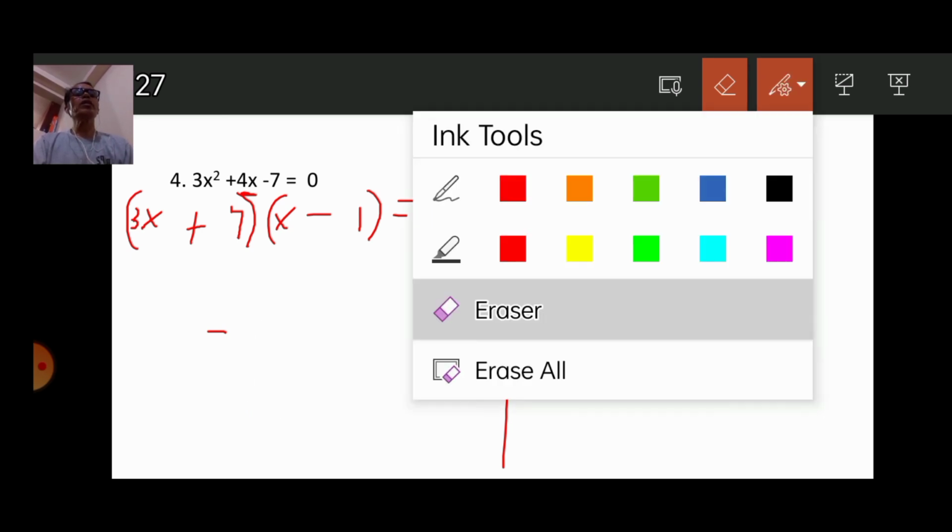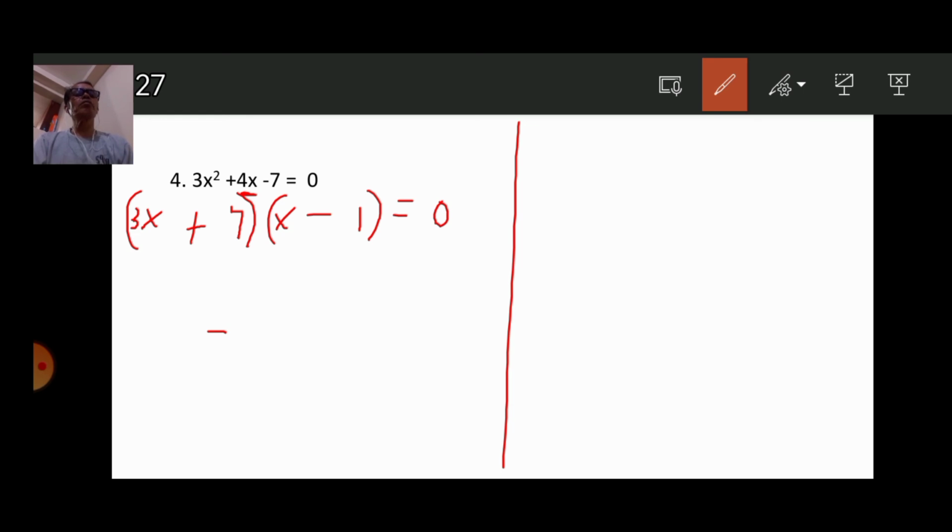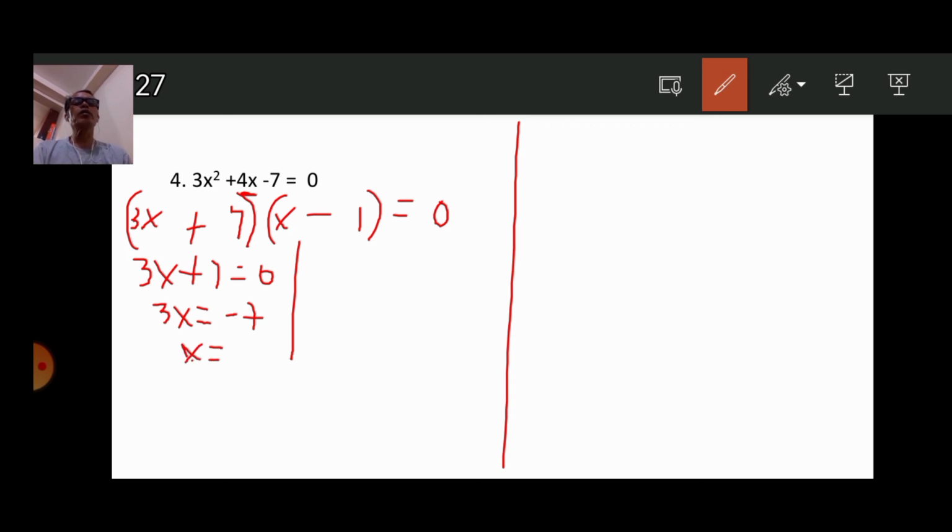So equating the factors to 0, you will have 3x plus 7 equals 0. So 3x equals, transposing 7 to the other side, negative 7. Dividing both sides of the equation by 3, you will now have x is equal to negative 7 over 3.